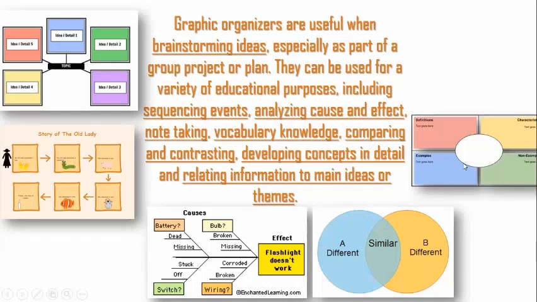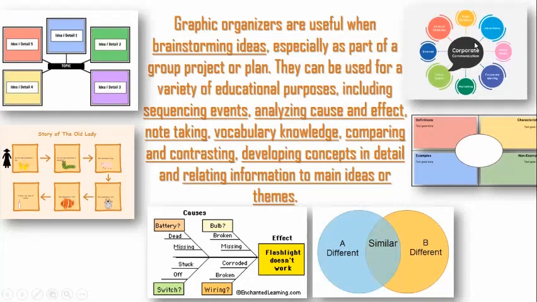Also, developing concept in detail and relating information to main ideas, you might try to venture this one, providing the topic at the center, the definition, the examples, the characteristic, and some other ideas. And of course, we also have here the concept map. Try to put the information at the center and providing specific ideas or details on the outside. So those are some of the competencies that graphic organizer can be implemented with.